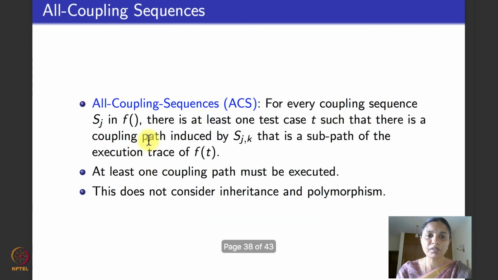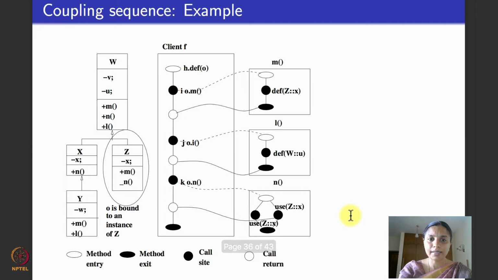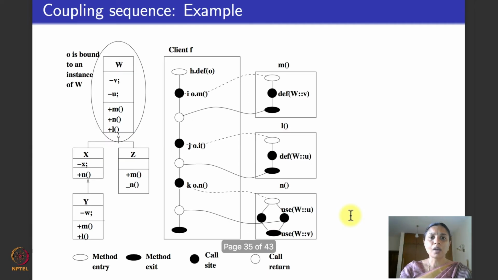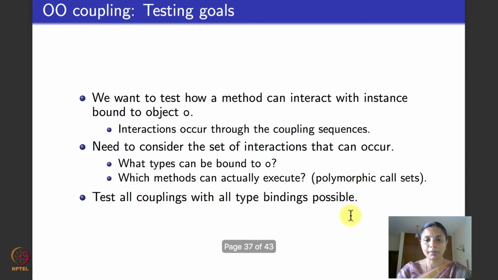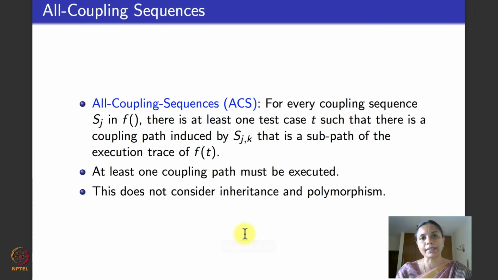So what is the difference between this and this? This includes all the coupling variables. This includes all the coupling variables in the context of the call that was made, considering the binding also. So it includes at least one test case for every type the object can be bound to. If we go back to the example, it will include one test case for when O is bound to Z, and one test case for when O is bound to W. It also tests with every possible type substitution that can happen. Obviously, this is more effective, or it subsumes the all coupling sequences criterion.